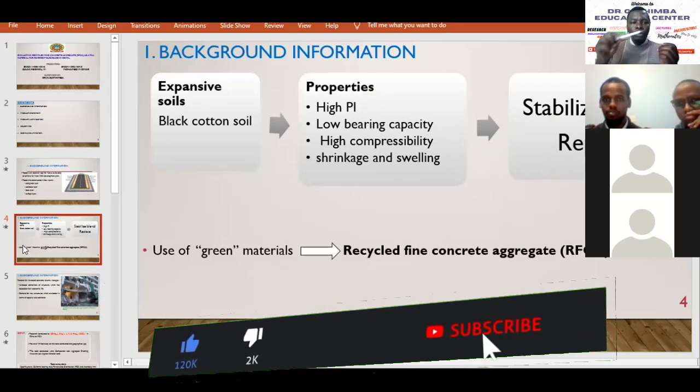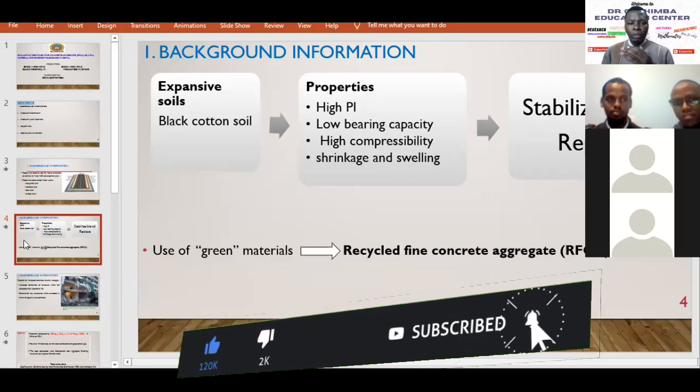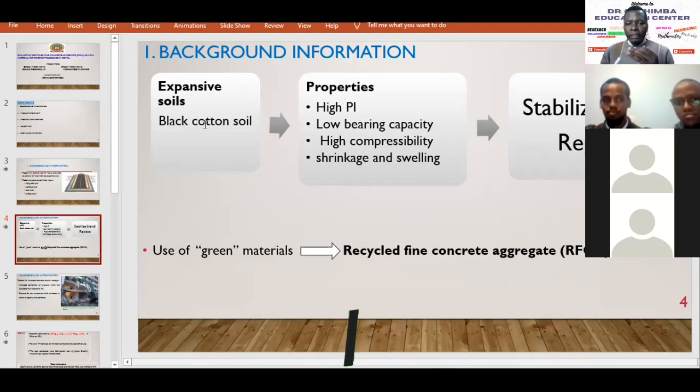So before you move on, the first one is okay. The first row, expansive soil, black cotton soil. The properties you have said, that they have high PI and all that, is okay. So we need to stabilize. Why? To improve its engineering properties. What are those engineering properties that we want to achieve? You see, there's a gap. It has low PI, low bearing capacity, high blah blah blah.